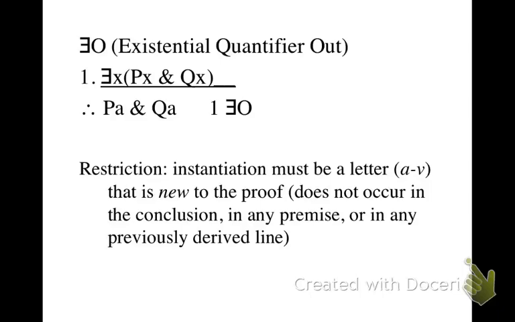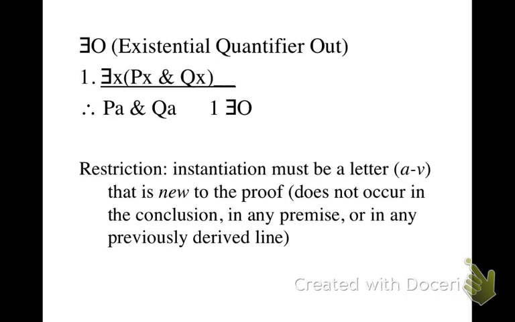This video will explain the rule of existential quantifier out. So like the rule of universal quantifier out, with the rule of existential quantifier out, we're going to be instantiating the formula. So we remove the quantifier and then we replace the x's in the formula with a letter. And it's still going to be one of the letters A through V.